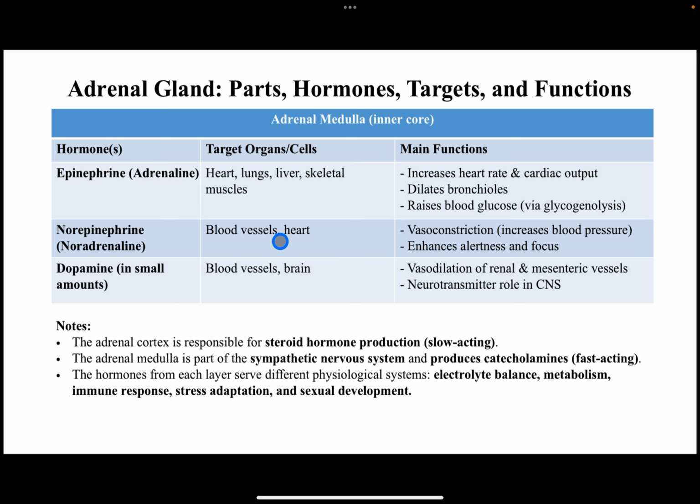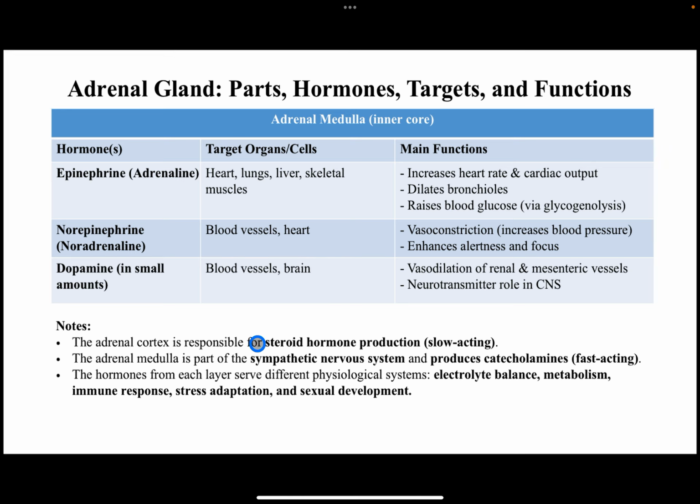Another one is norepinephrine, which targets blood vessels and the heart. What does it do? It promotes vasoconstriction, and by so doing, it increases blood pressure. It enhances your alertness and focus. Dopamine also acts on blood vessels and the brain. It causes vasodilation of renal and mesenteric vessels, and it has a neurotransmitter role in the central nervous system.